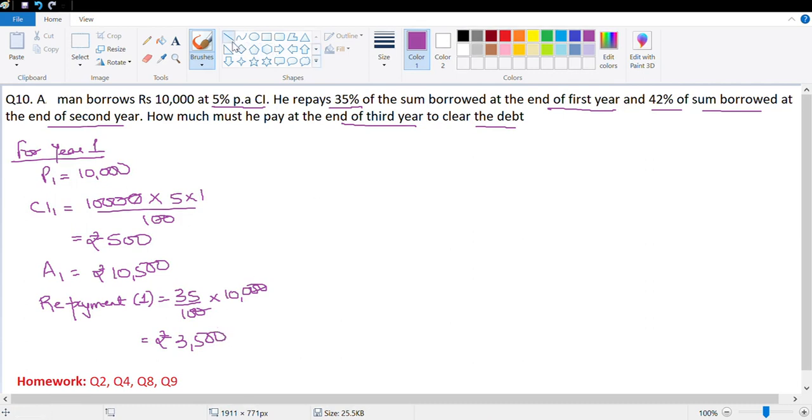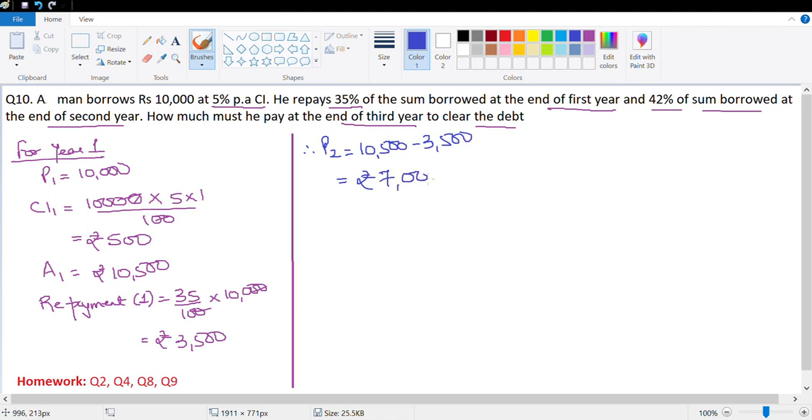3,500. What this means is principal for year 2 will get reduced by 3,500. Therefore, principal for year 2 would be 10,500 minus 3,500, which is equal to rupees 7,000. Let's calculate compound interest for year 2. So this is now year 2. This is principal, which is 7,000, into rate, which is 5, into time upon 100, which is equal to 7 into 5, that's 350.